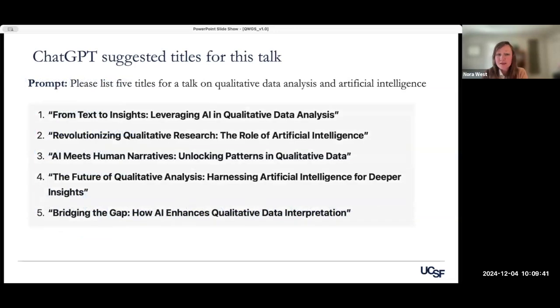So I want to start out with, I asked ChatGPT, what do you think I should title this talk? And I list the prompt above, and then below were the insights from ChatGPT. So I would say that we could all agree that potentially these are pretty positive thoughts from ChatGPT about how qualitative research might interact with AI. Here are the top 5, I guess I would say: how does AI enhance qualitative data interpretation? How do we harness artificial intelligence for data insights within qualitative research?